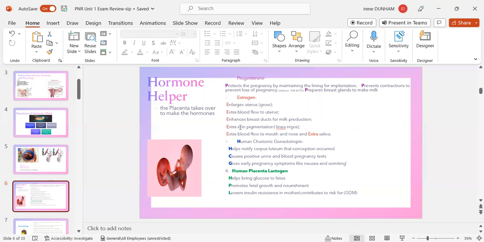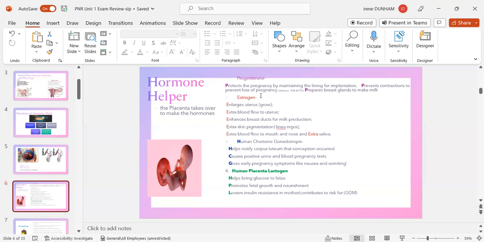Estrogen, extra skin pigmentation. You know that we talked about the linea nigra? Well, estrogen is the culprit. That's what causes the linea nigra. And then you have estrogen, extra blood flow to the mouth and nose, and extra saliva. So that's kind of neat how that was put together with all the E's.